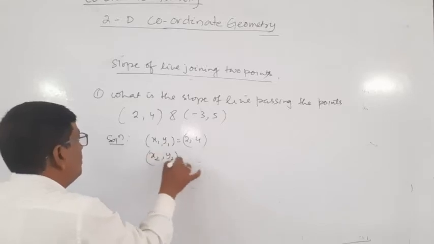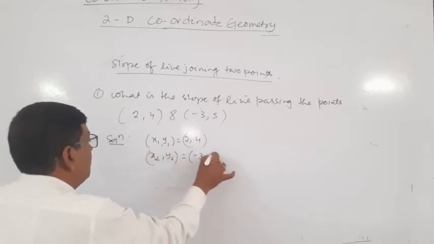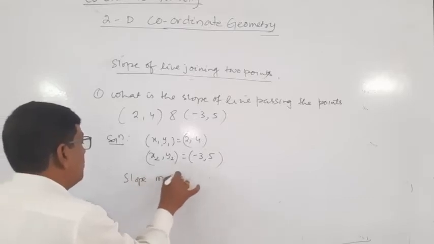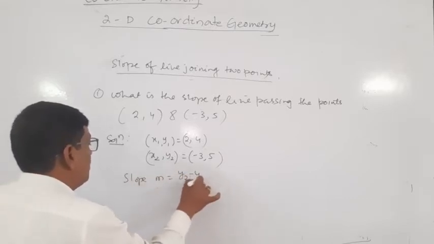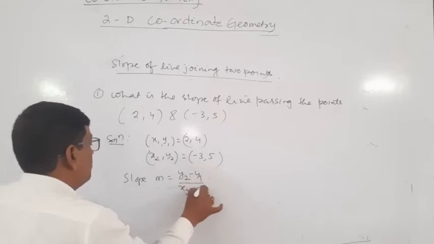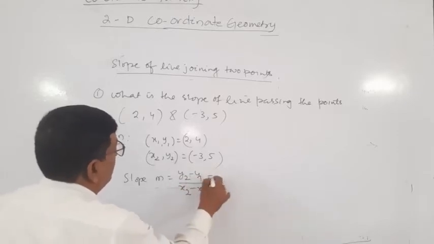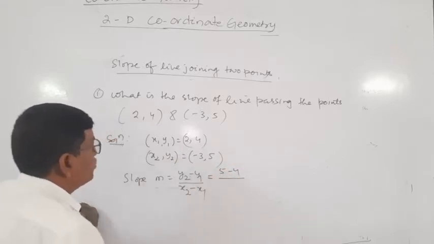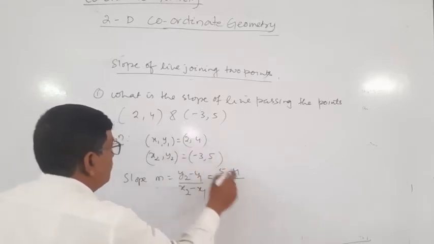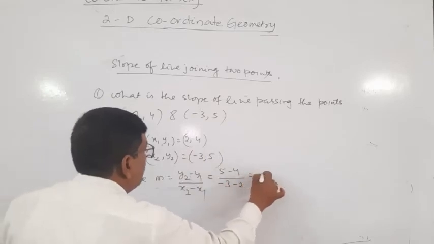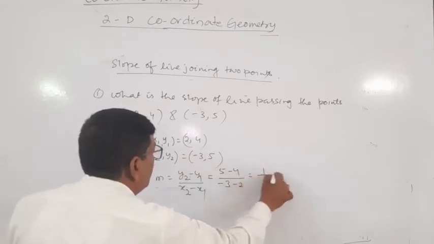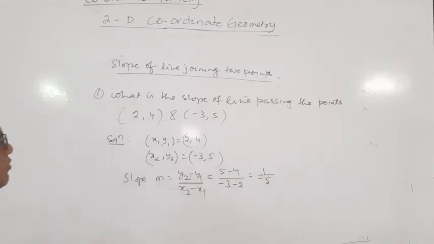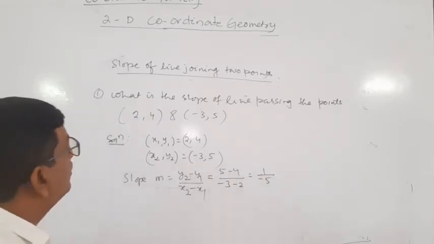x2, y2 is equal to minus 3, 5. Slope m is equal to y2 minus y1 divided by x2 minus x1. Here y2 means 5, y1 means 4, divided by x2 means minus 3, x1 means minus 2. So this is 1 by minus 5. The slope of the line is 1 by minus 5.